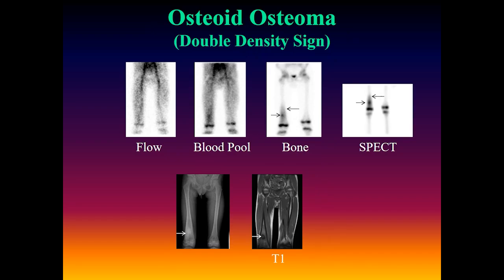This is a youngster with an osteoid osteoma in the distal right femur, and this is a very nice illustration of the double density sign. On the skeletal and SPECT images, there is a focus of increased activity in the distal right femoral shaft, surrounded by a larger, more diffuse, less intense area of activity. This is the double density sign, and when present, it is highly suspicious for osteoid osteoma.